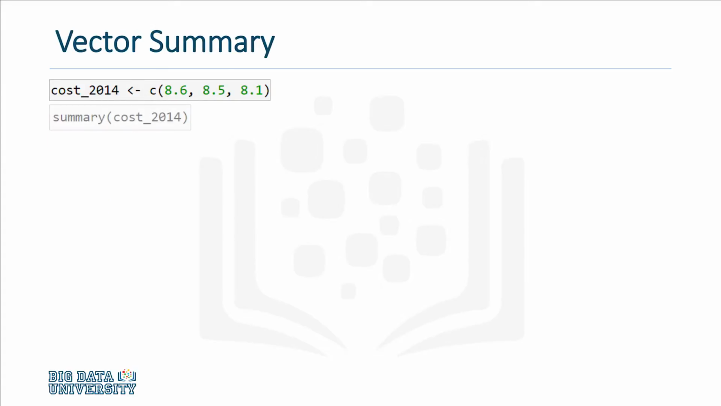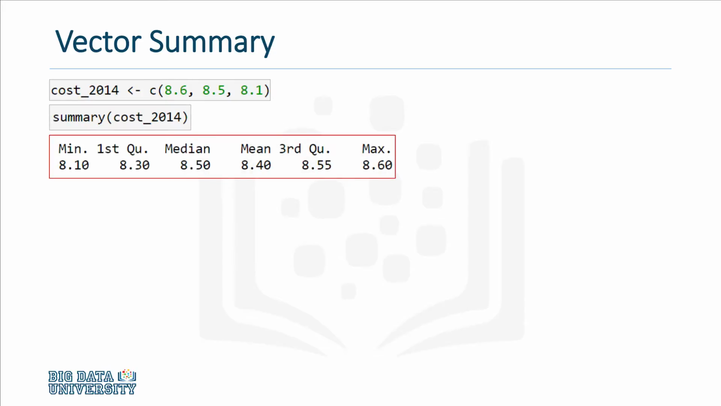Another useful tool is the summary function. This function will display descriptive statistics about the vector like the min and max, median, mean, and first and third quartiles.